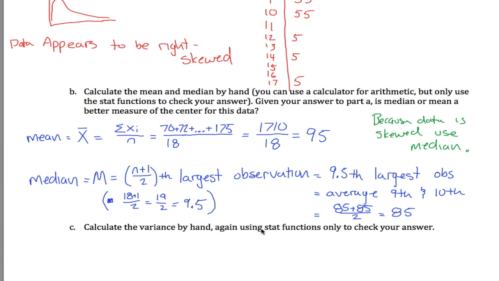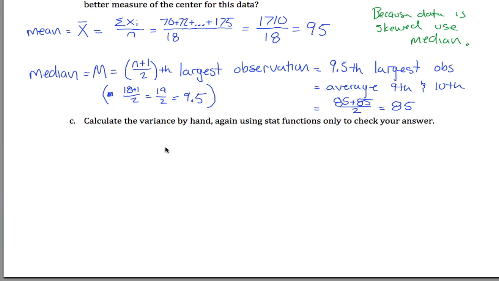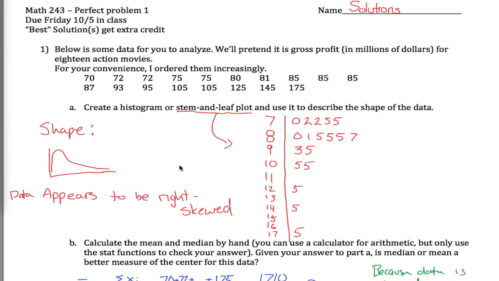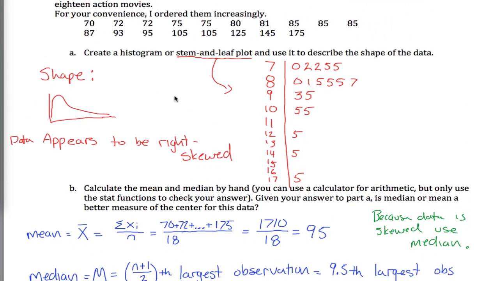Good enough. I guess that's the end of part B. Part C, calculate the variance by hand. All right, this is the one I feel the worst about. This is a lot of busy work. But I think when you go through and do variance a few times, you might find it useful. You might, maybe not. I don't know.